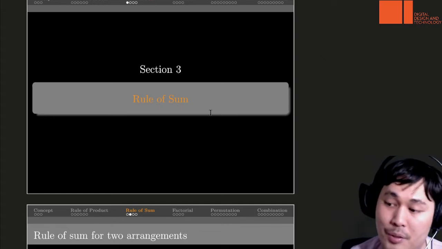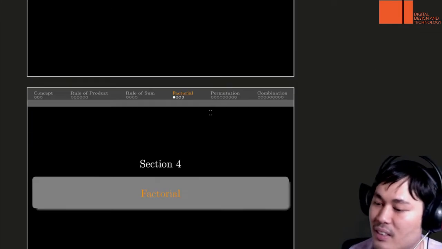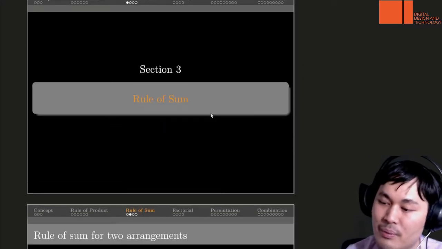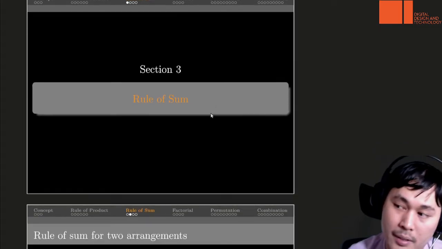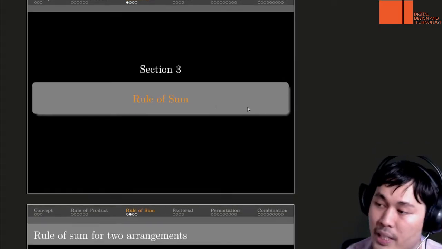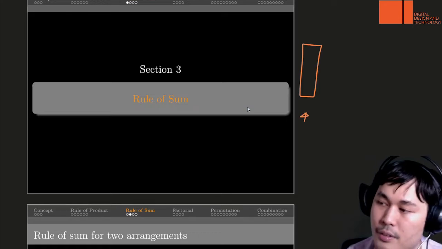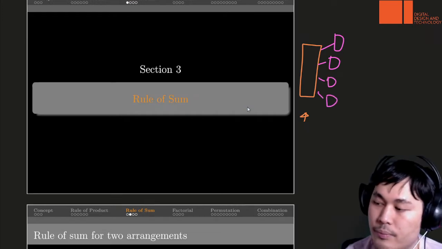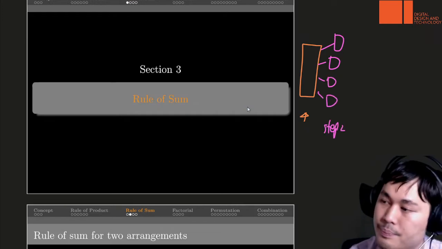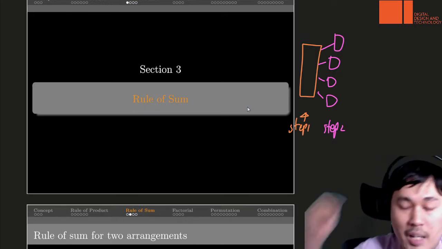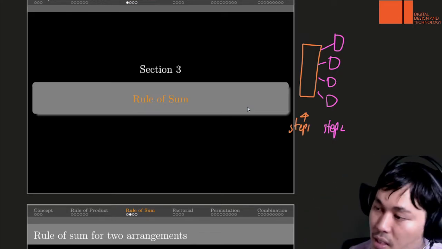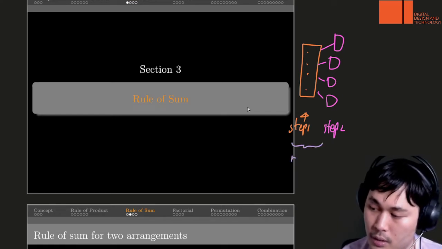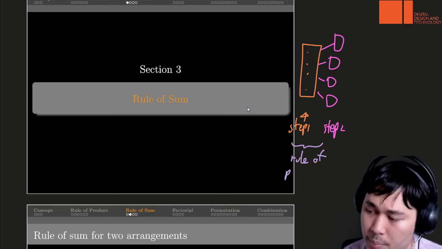This is where we have the rule of sum. So we add things, when the things we do are separate. If you think about the tree diagram, when we have the rule of product, we have the first arrangement or the first step. Then for each arrangement, we have the second arrangement, in the second step. So in this diagram, you have step 1, and each of them can be followed by step 2. This is where we use the rule of product.